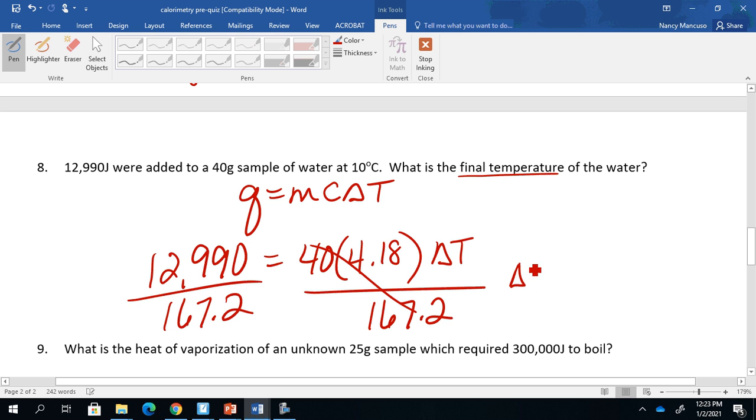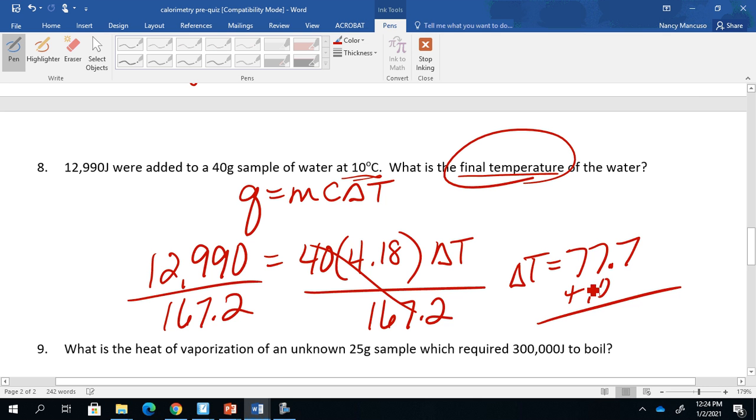So I'm dividing both sides by 167.2. That cancels that out. My delta T is now going to be 12,990 divided by 167.2 equals 77.7. Okay, that's the change in temperature, but that's not the final temperature of the water. I started at 10 degrees, so I got to go plus 10. So I started at 10, it went up by 77.7, so the final temperature is going to be 87.7 degrees Celsius.